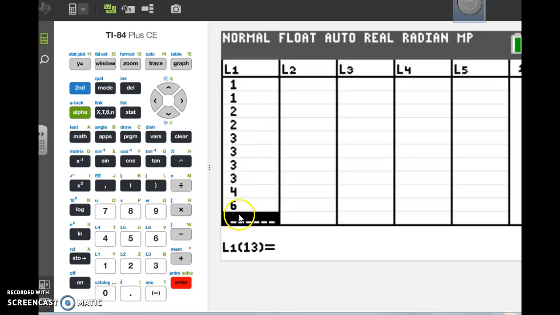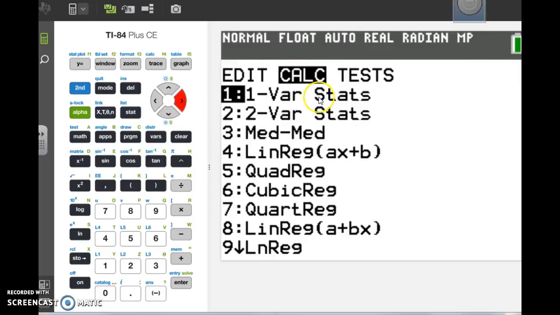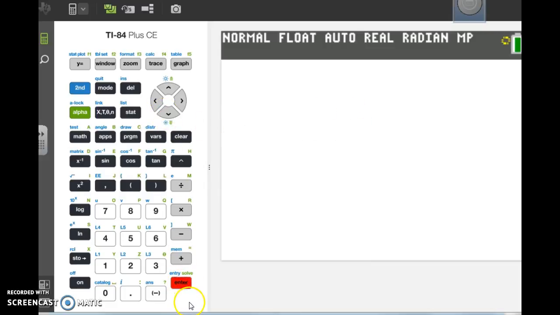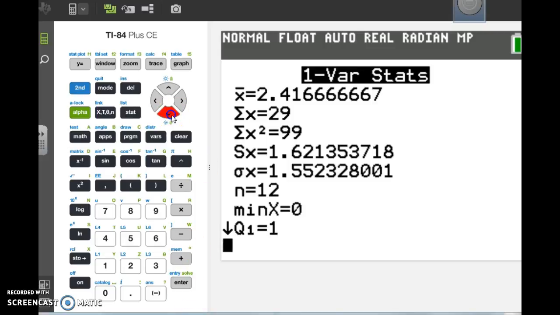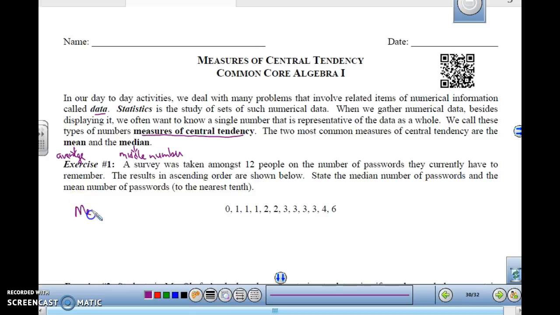Now remember to figure out the mean and the median, you have to go to Stat, go to Calc, and then pick 1-Var Stats, number 1. Now remember our list was in L1. Frequency list should be blank, and then go down to Calculate. Press Enter. Now the median, we found yesterday, is going to be at 2.5. So your median is 2.5, which is right here. That's your median. Notice there's 6 on one side, 6 on the other side.